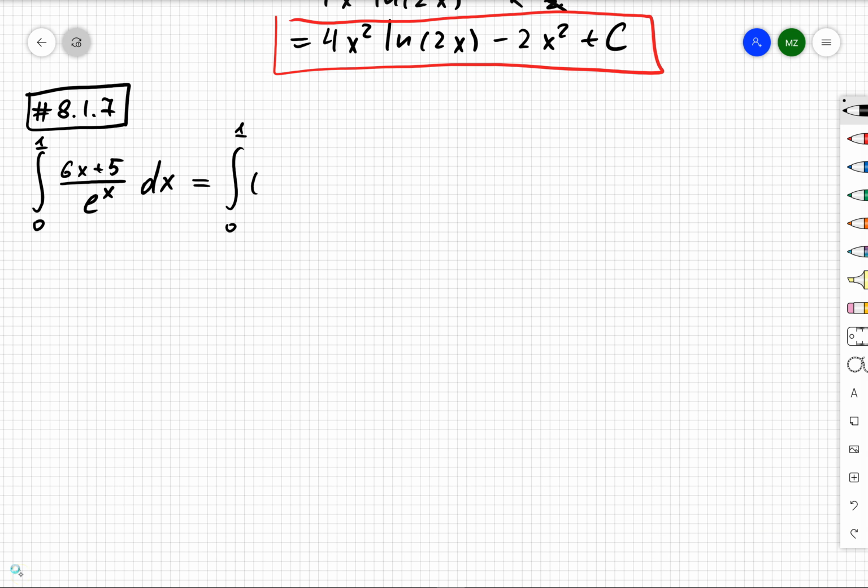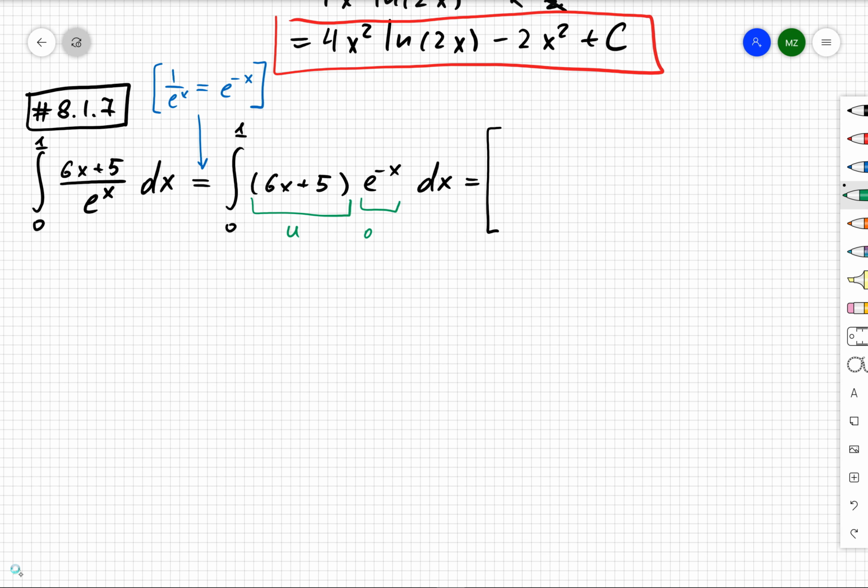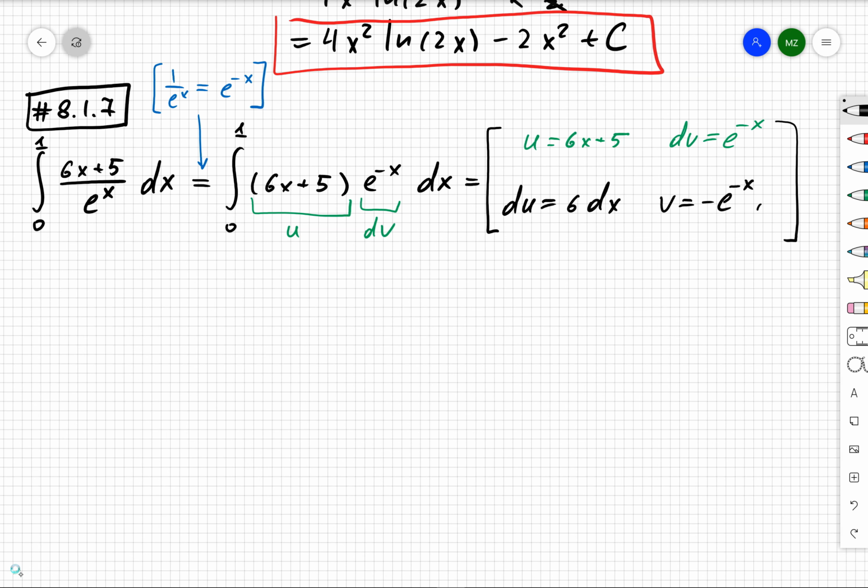So for our next problem, I want to find the definite integral. Definite means I have bounds. In this case, I have bounds from 0 to 1. And first, I need to do the transformation that 1 over e to the power of x is equal to just e to the power of negative x. So you can see that to apply integration by parts, since that integral looks like the integral from the first problem, I'm going to set my u equal to 6x plus 5 and dv equal to e to the power of negative x.